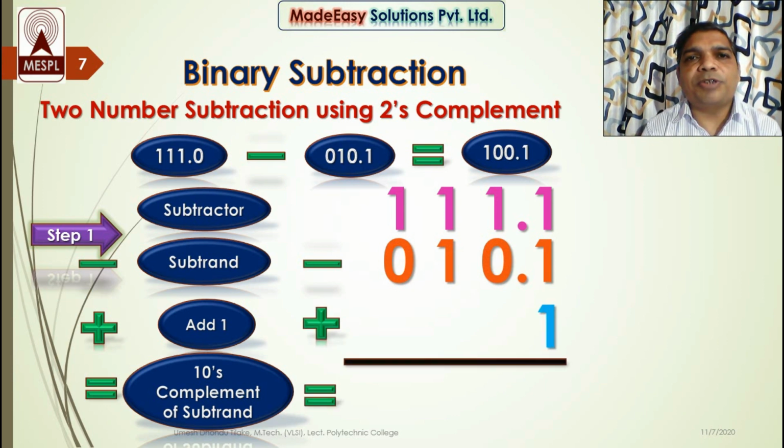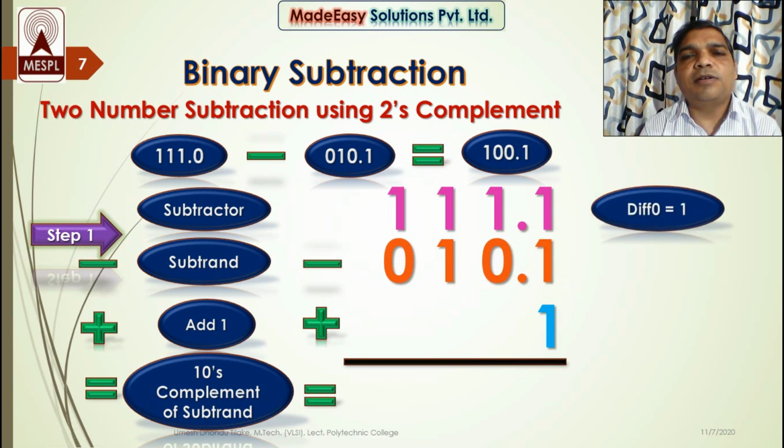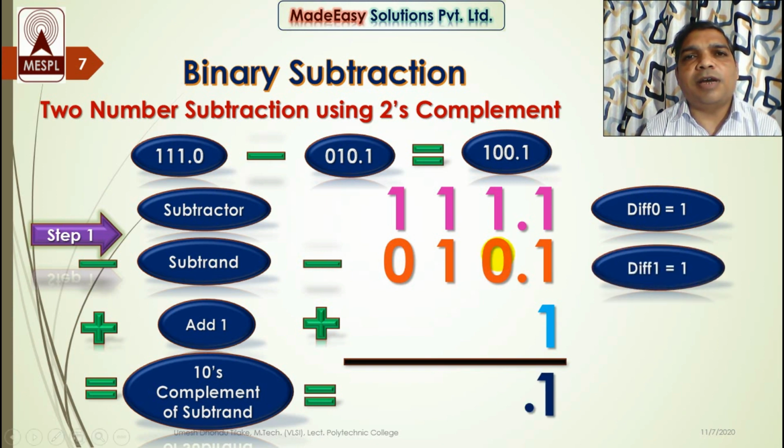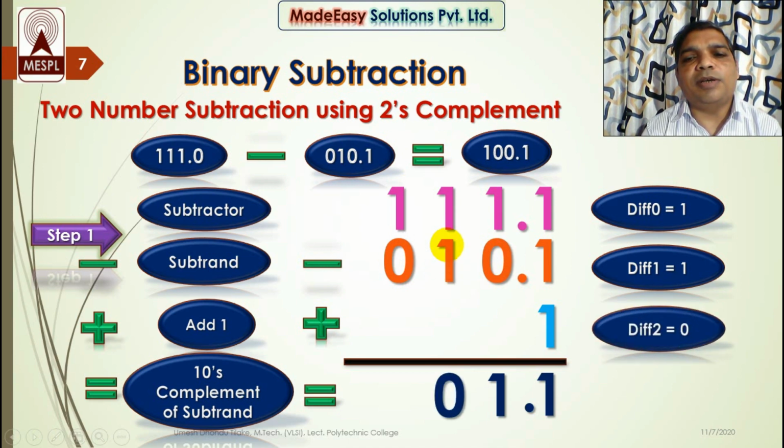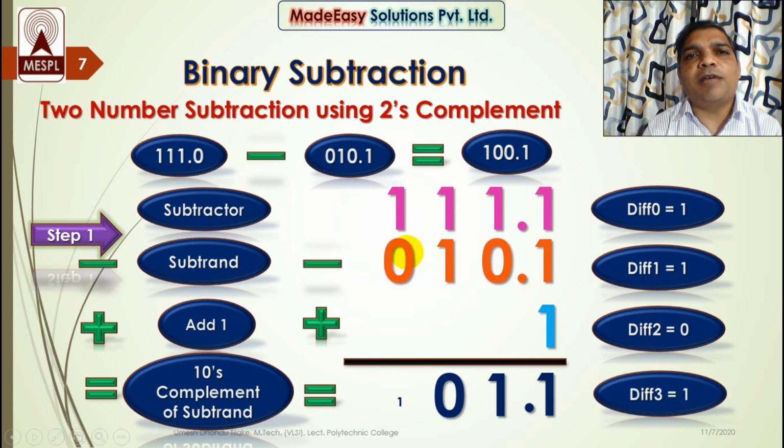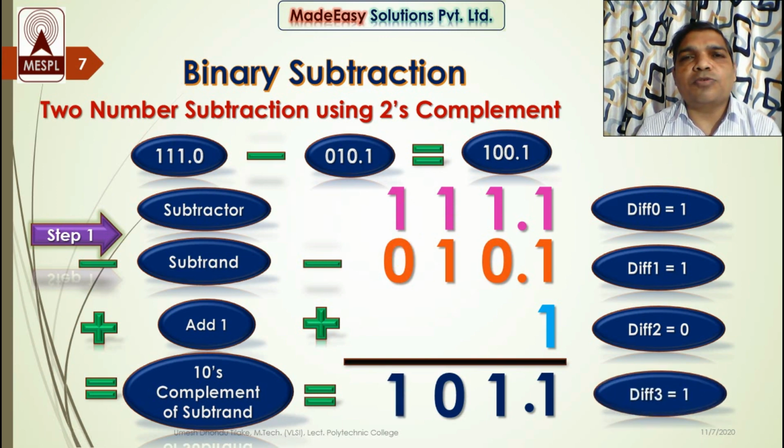So start the operation from LSBs. So 1 subtracted from 1 is equal to 0 plus 1 added to it is equal to 1. So I will put 1 over here. Now subtract 0 from 1, I will get the result 1, I will put over here. Now subtract 1 from 1, I will get the result 0 and I will put over here. Now subtract the MSBs. So 0 subtracted from 1, I will get the result 1 and I will put over here. So I am getting the 2's complement is equal to 101.1.